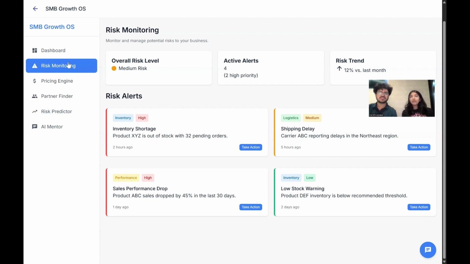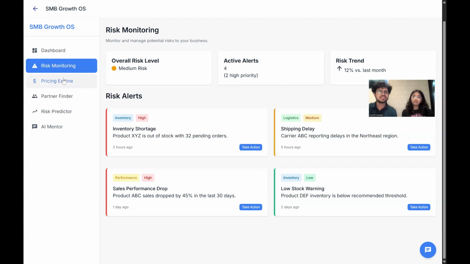And the last one is the low stock warning, which will tell us if the product is not sufficiently available or has reached a level below the threshold. And that is our fourth risk calculation.